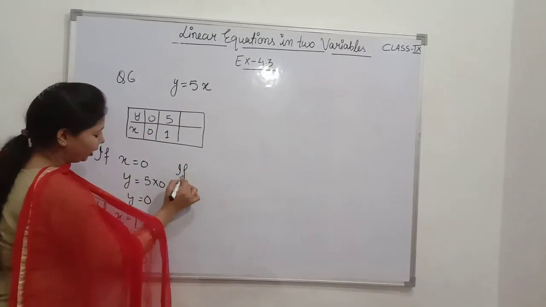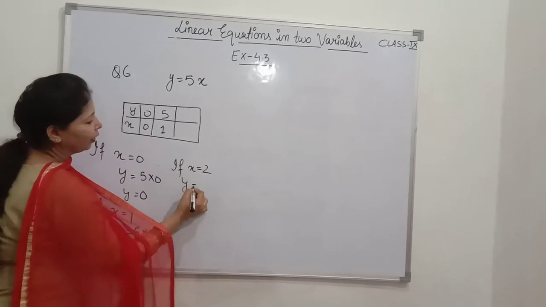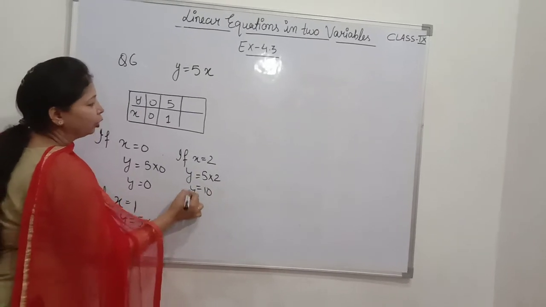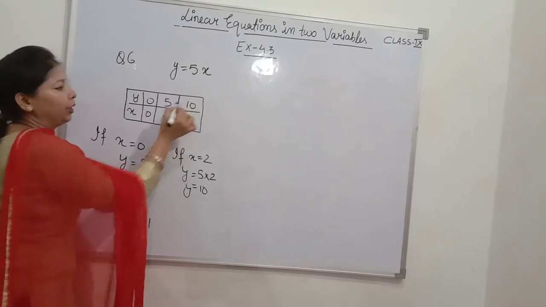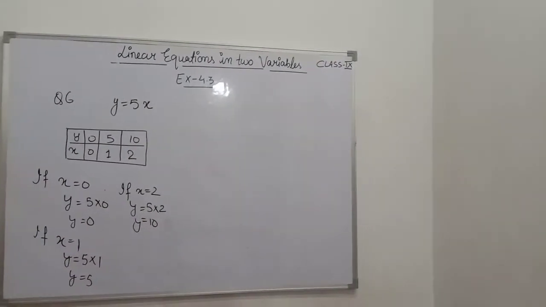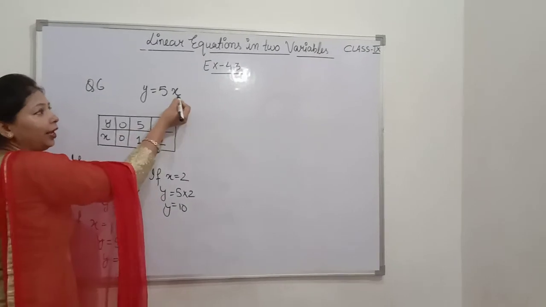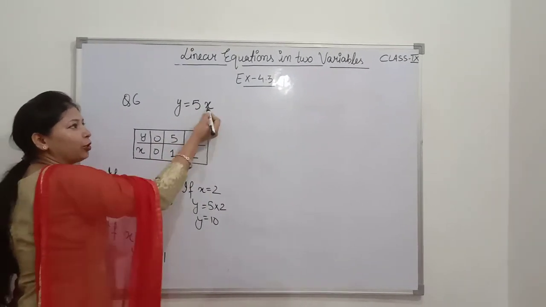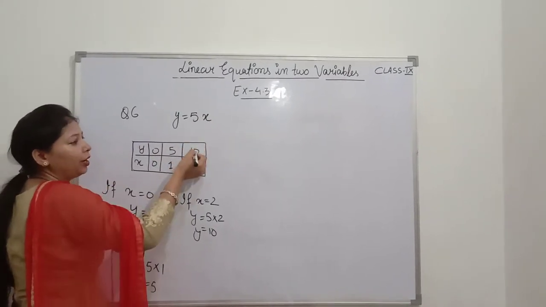Now the third point is, if x is equals to 2, then what is the value of y? Y is equals to 5 into 2. This becomes 10. So I can write here, if x is equals to 2, then y is equals to 10. Hope this solution box is clear to you. We put x as 0, so what did we get for y? 5 into 0, 0. When I put x is equals to 1, 5 ones are 5. When I put x is equals to 2, 5 twos are 10.